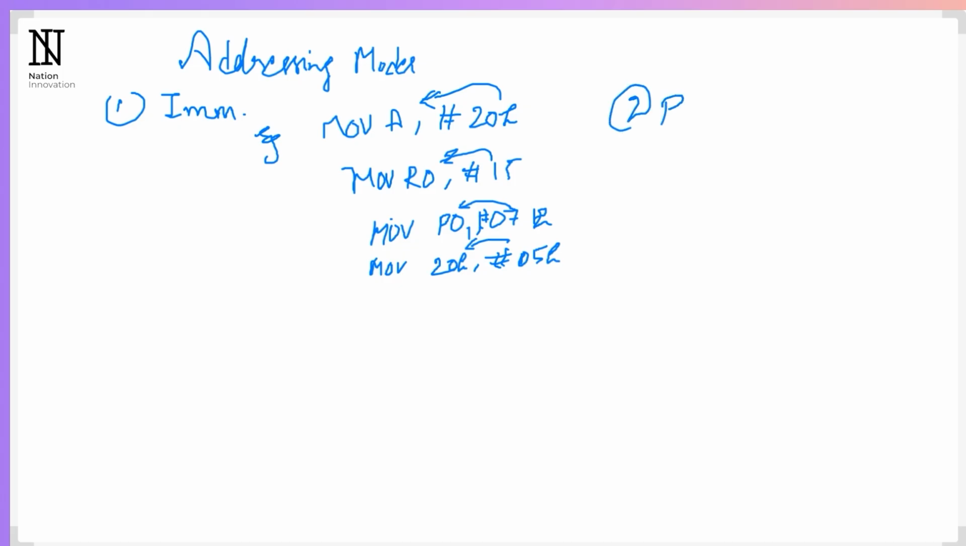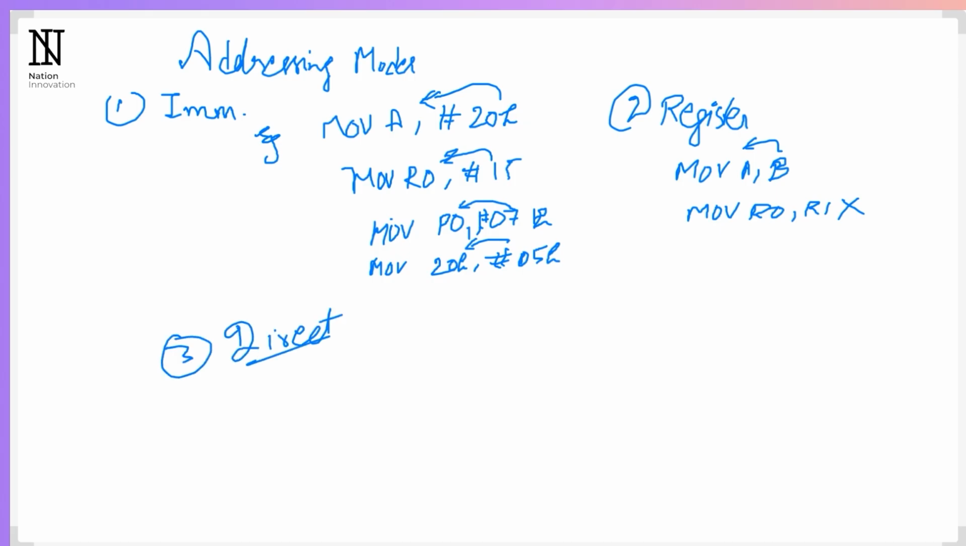Second, we have register addressing mode. In the register addressing mode, the source and destination both must be registers, and both must not be general purpose registers, so the only inhibition is that data cannot be moved within general purpose bank registers. For example, MOV A, B: A is a special function register, B is a general purpose register, so this data can be transferred. But if I write MOV R0, R1, this will be an invalid instruction because general purpose to general purpose movement is not possible.